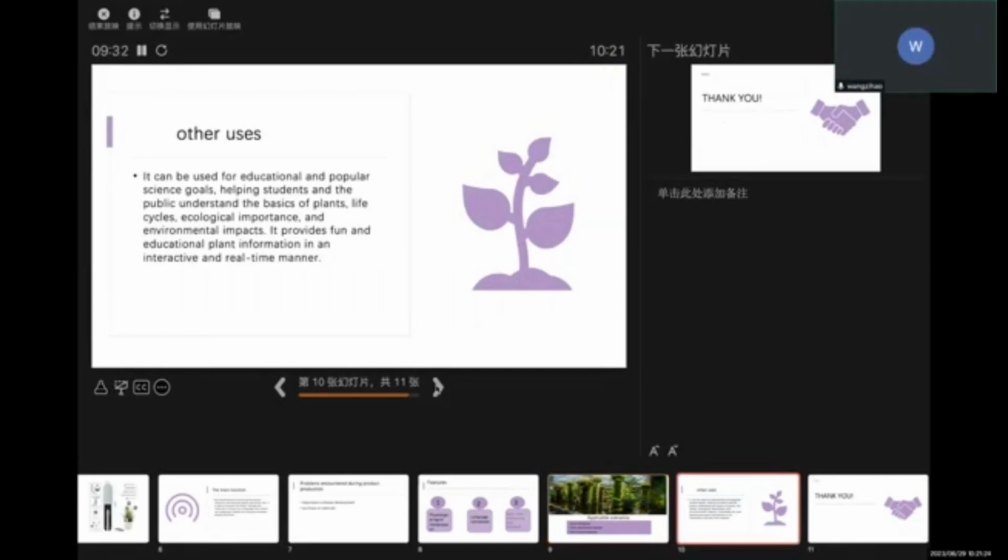It can also be used for educational and popular science goals, helping students and the public understand plant life cycles, ecological importance, and environmental impacts, and delivering education and information in an interactive and real-time manner.